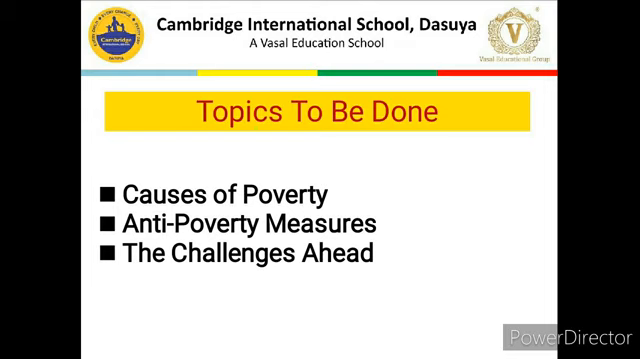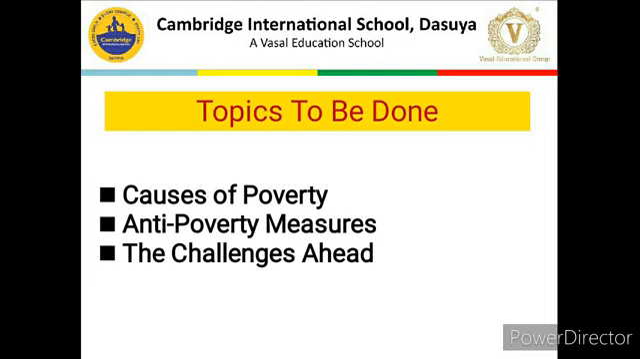The second most important topic of today's video is anti-poverty measures. Basically here we are only going to talk about India: what measures or policies or laws have been implemented by the government of India in order to reduce poverty. The third and final topic of this chapter is the challenges ahead. Which are the issues that are yet to be taken care of?